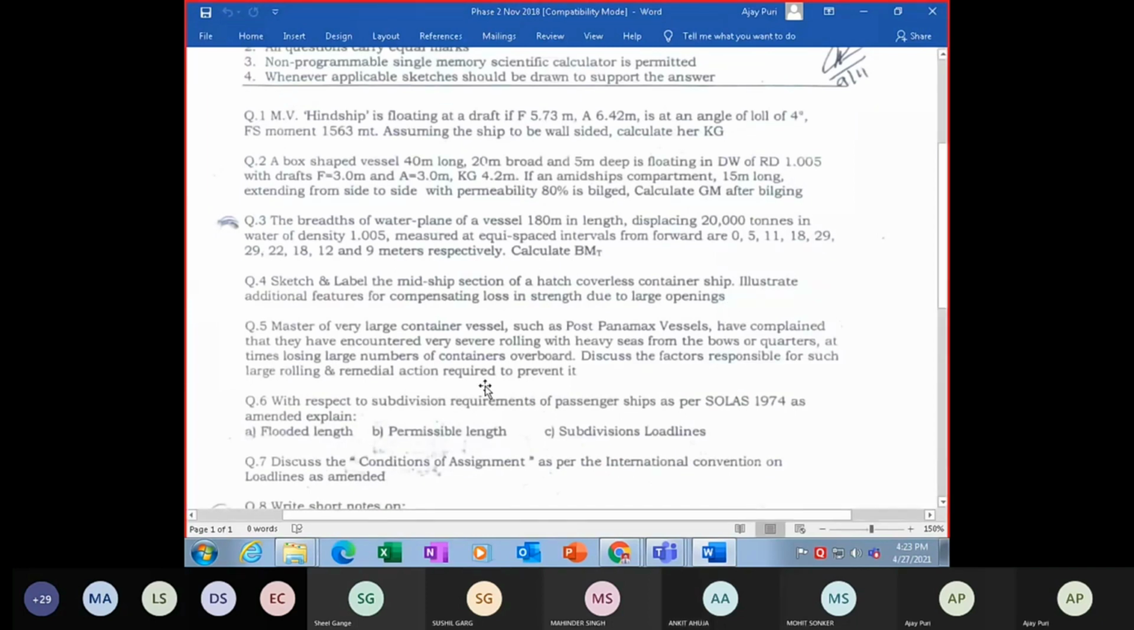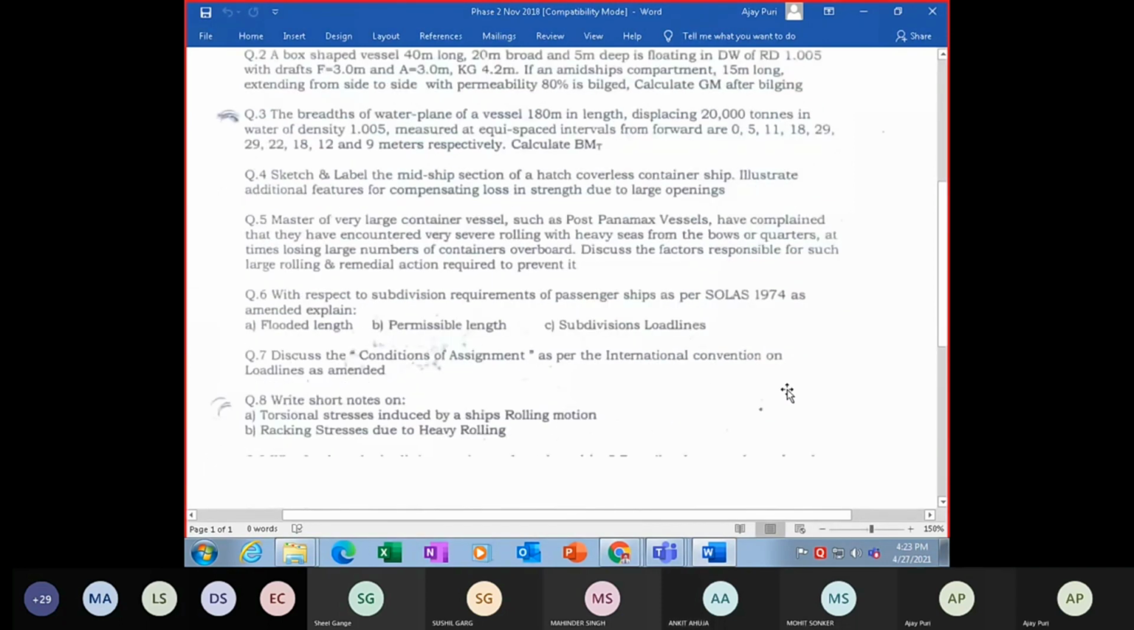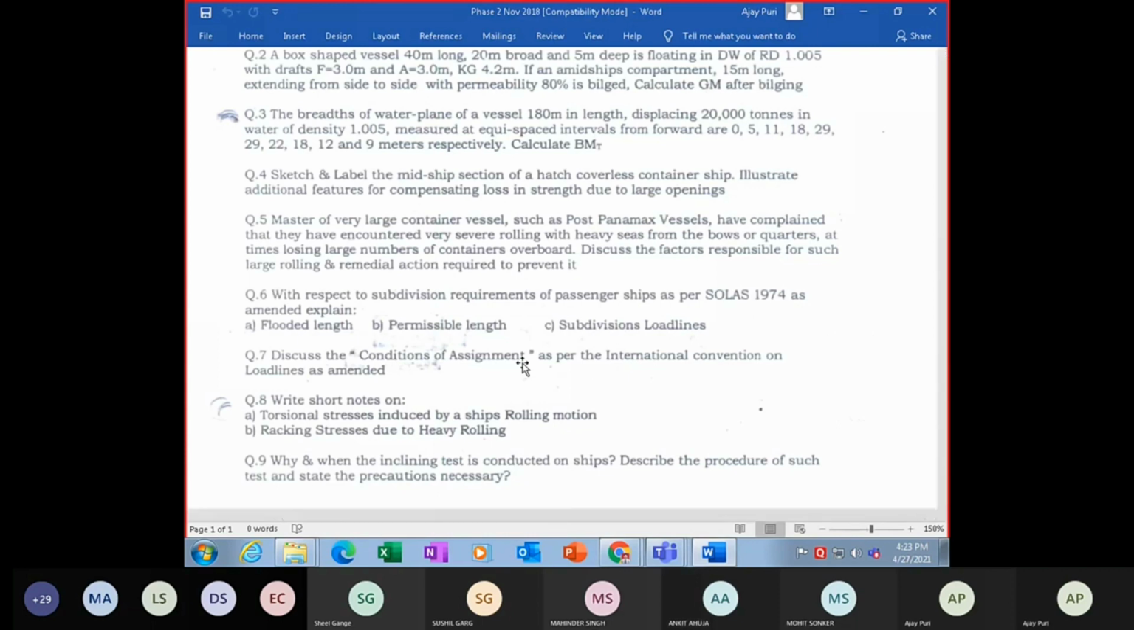So yeah, this is large rolling remedial action, not mine. This is your parametric rolling and all. Now we come to 6A: floodable length, permissible length and subdivision load line. Each is 8 marks, so you explain like that. 7 is condition of assignment as per the international convention on load lines. So write for all the three, that is A and B, write for both. Write for A, write for B, write for B60 also. This is a 25 mark question.